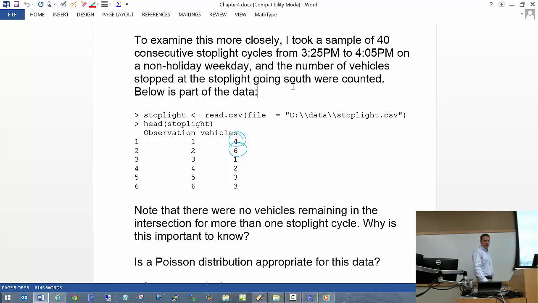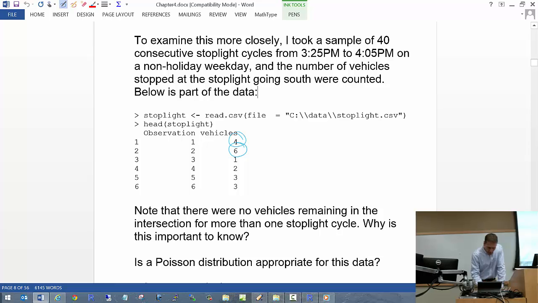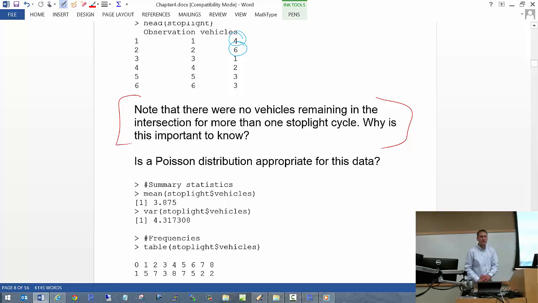Each stoplight cycle, in terms of going from red to green, then back to red and green again, took about 1 minute. Now, note that there were no vehicles remaining in the intersection for more than 1 stoplight cycle. Why would that be important to know for this example and for what we're going to be doing with the Poisson distribution? You want to make sure you're not counting the same cars more than once. Yes, exactly. Let's also phrase that in a term that we often use in statistics, though. Independence. Yeah. So our observations here are essentially independent.